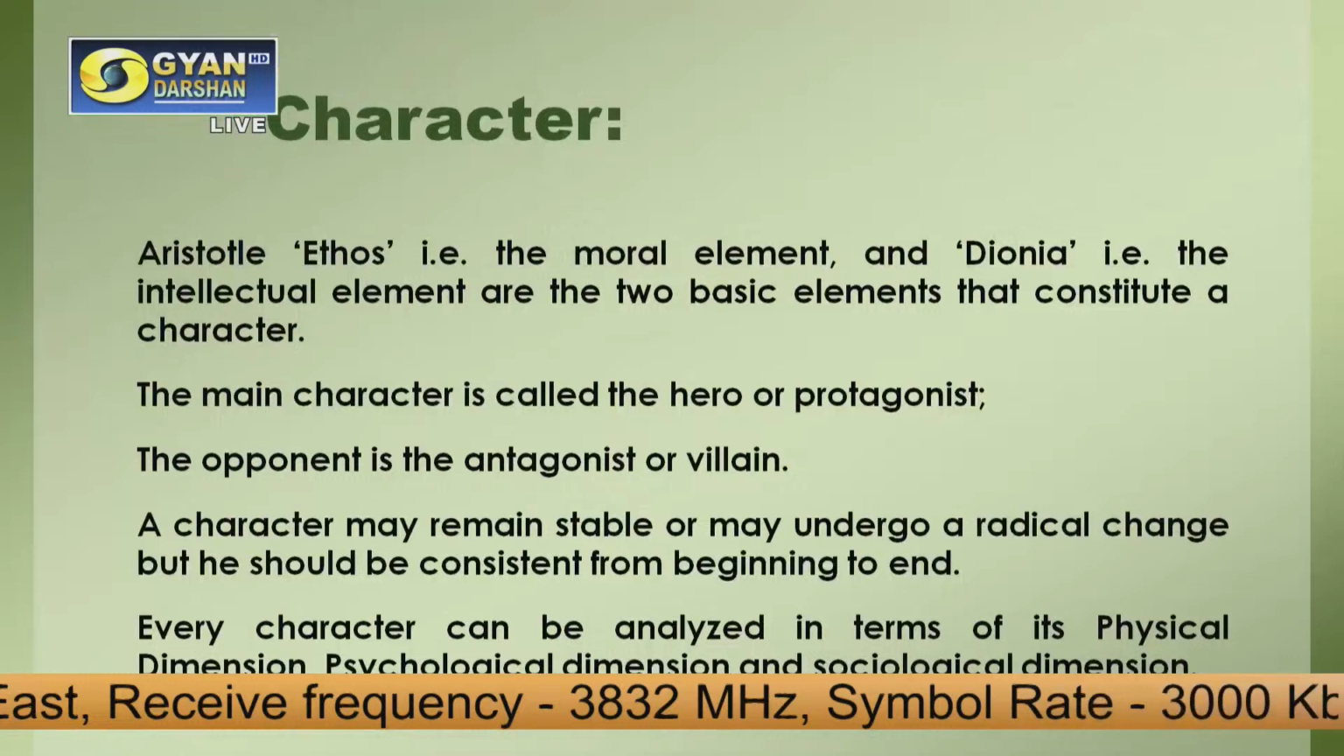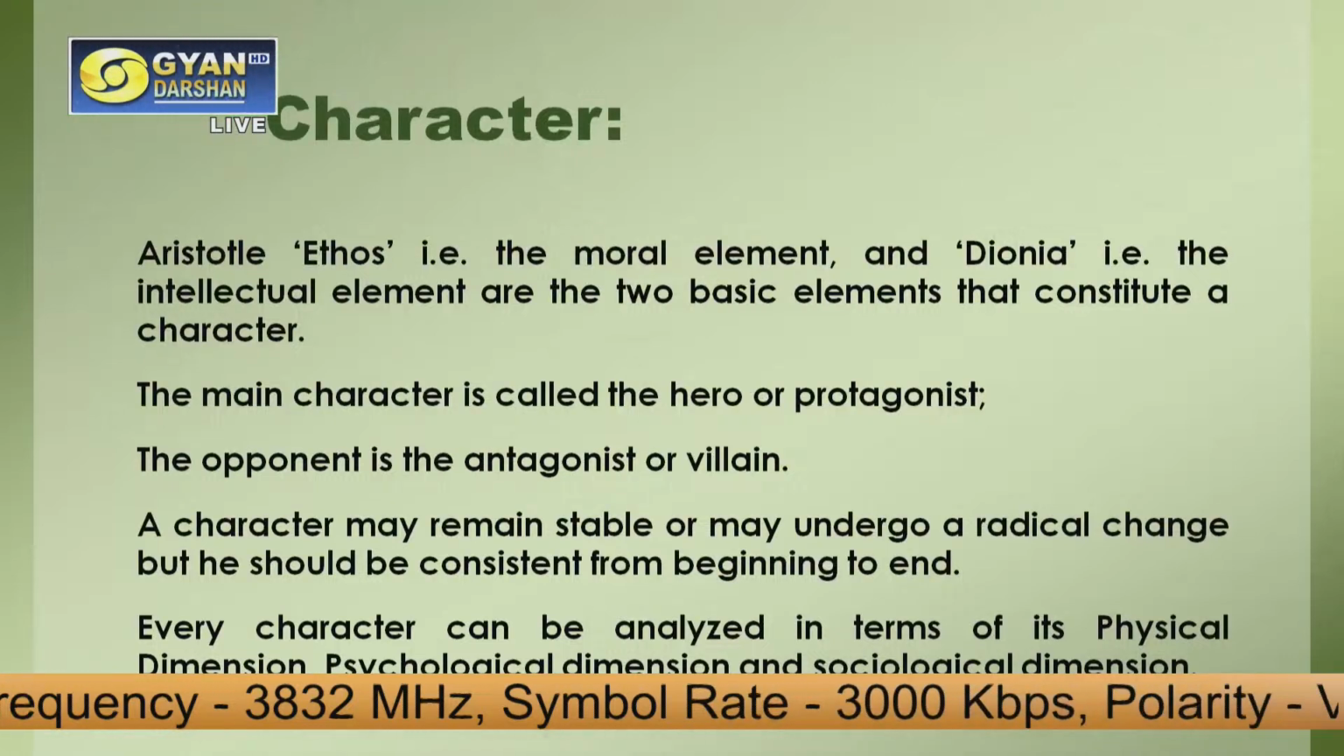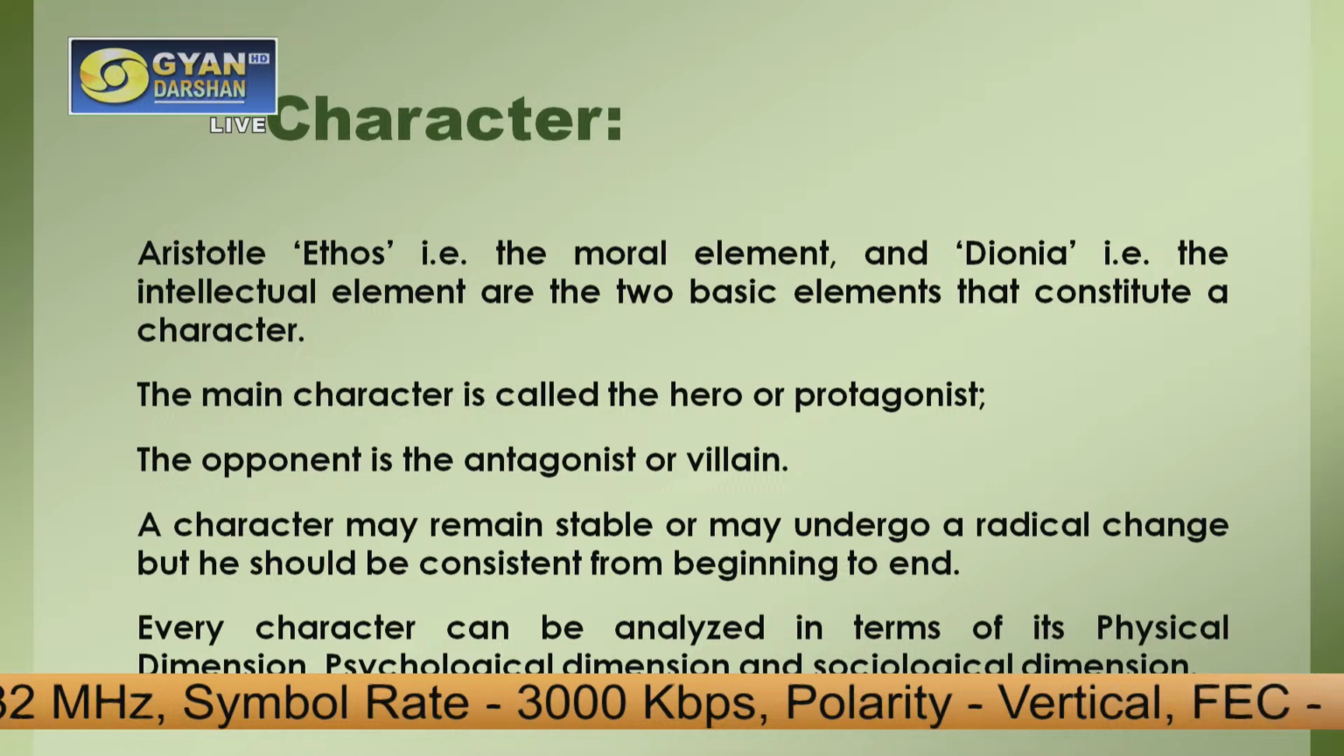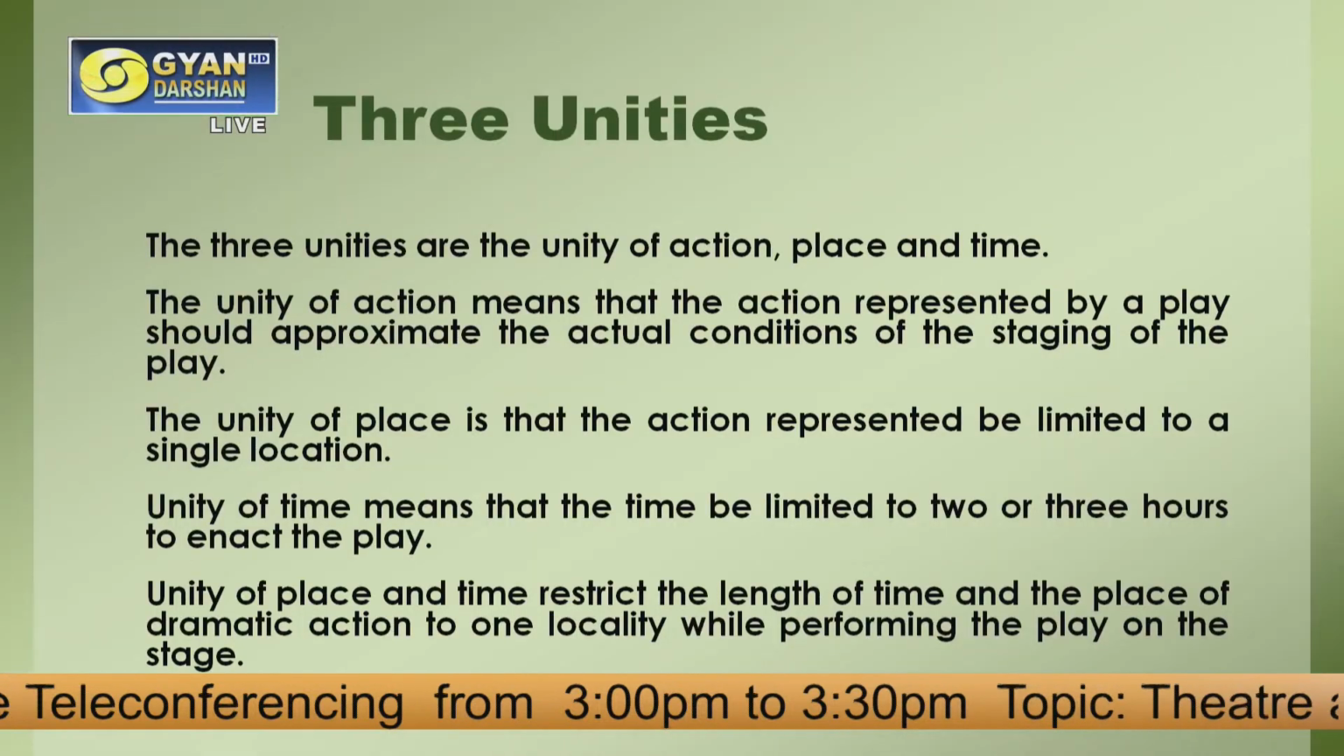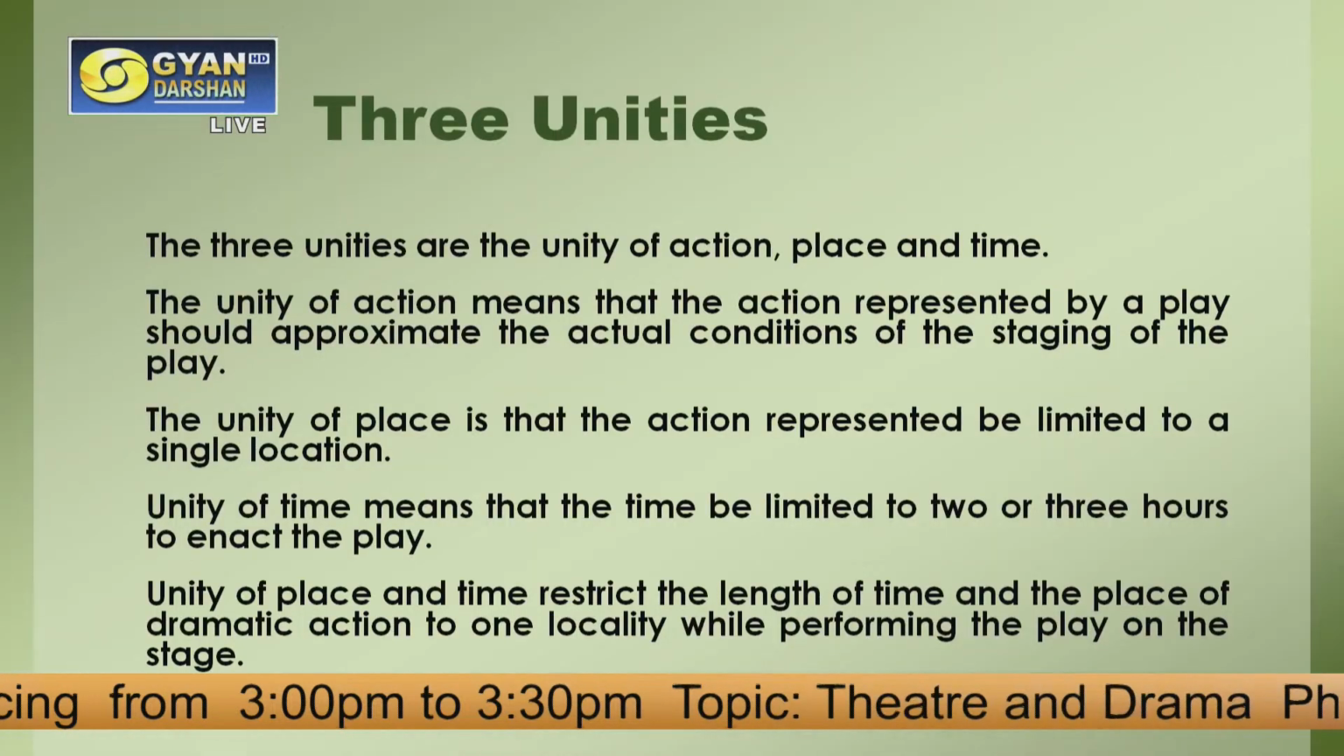That thread should be maintained by the lines as well as the actions of the character. Every character can be analyzed in terms of their physical dimension, psychological dimension, and sociological dimension. Now we have discussed the plot, and we have also discussed the character. Now we will be discussing the three unities of the play. What are the three unities? Usually unity of action, unity of place, and unity of time.